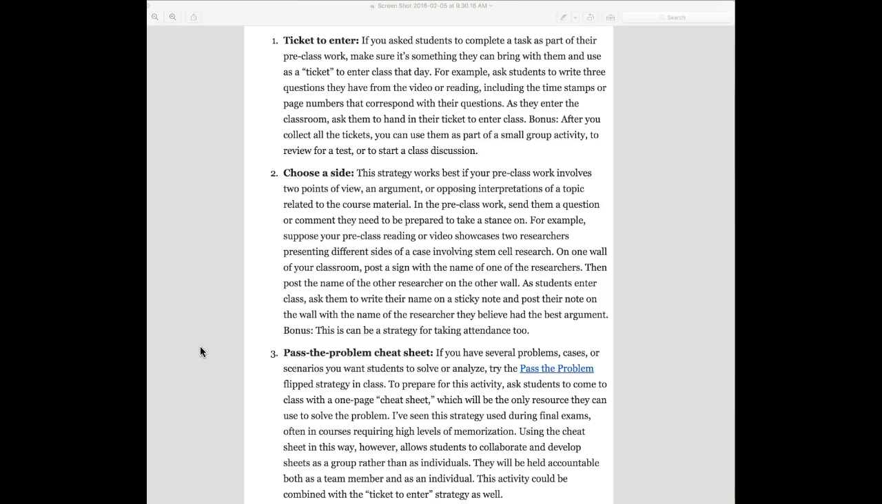And finally, we have the pass the problem cheat sheet. So this is a situation where there are scenarios, cases, problems, activities that they're going to deal with at home to engage with, and then when they come to class, they are going to be asked to solve, if you will, or at least prepare to discuss that activity, problem, case, whatever it is. They are allowed to have one piece of paper where they can jot down all of their notes, all of their arguments, and so forth.